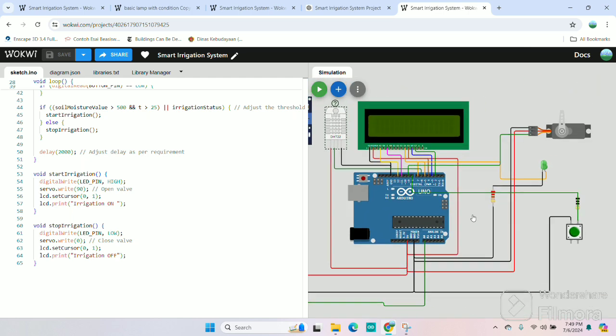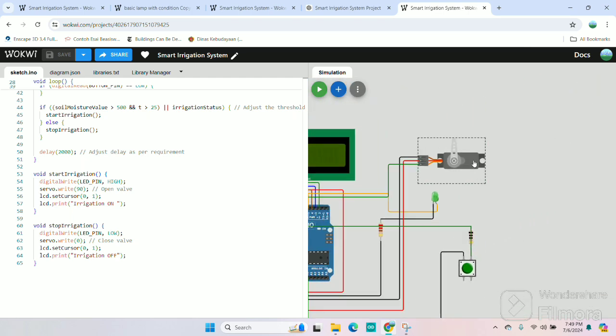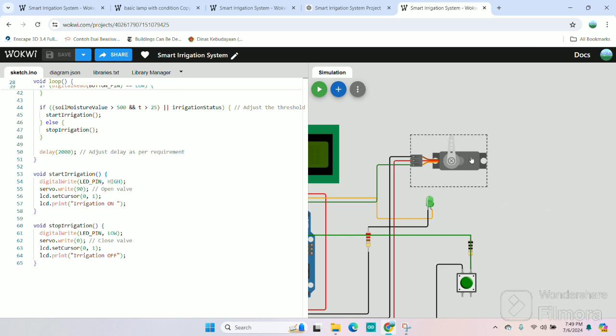And then for the output, I have the servo motor. The servo motor can turn to 90 degrees when the system is active. It means that this servo opens the valve. And then if the system is inactive, it goes back to its initial position, which means the valve is closed.